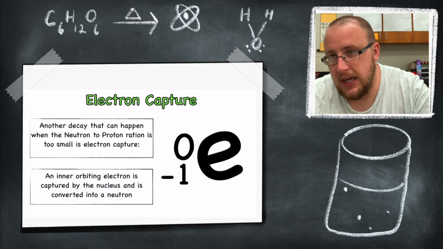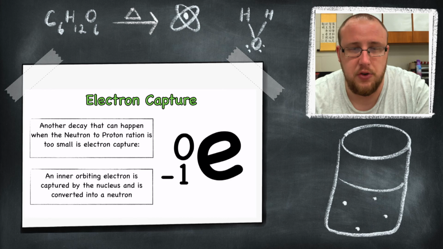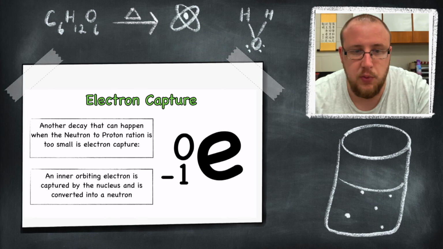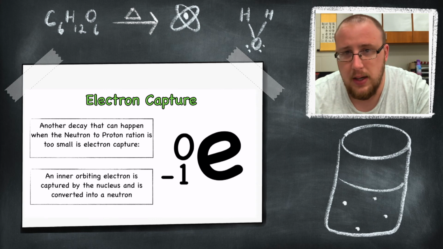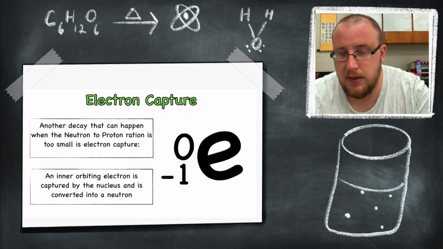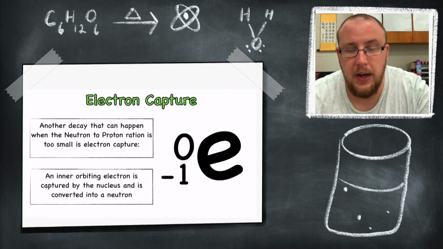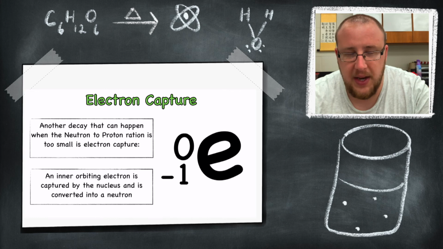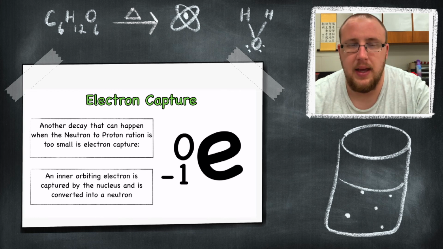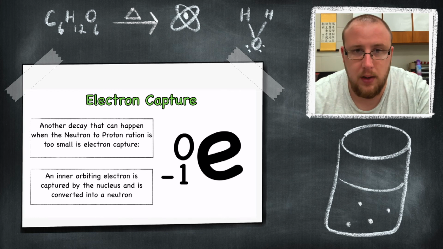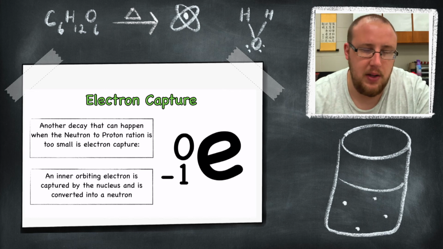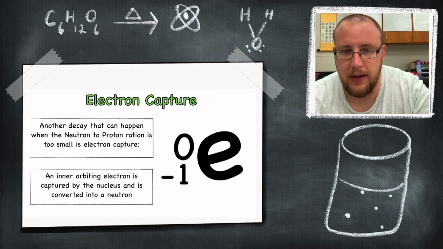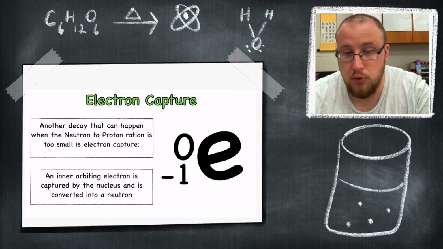Another type of decay or another type of radiation is electron capture. This happens when we have a neutron to proton ratio below the band of stability. Just like positrons, if it's below the band of stability, this can happen. Basically, the nucleus is going to take an electron from an inner orbital, the inner layer, and then convert it into a neutron.